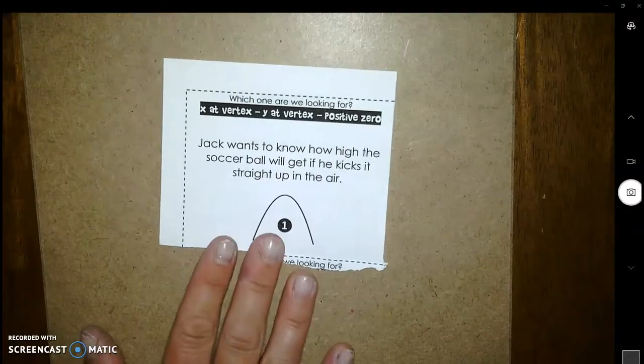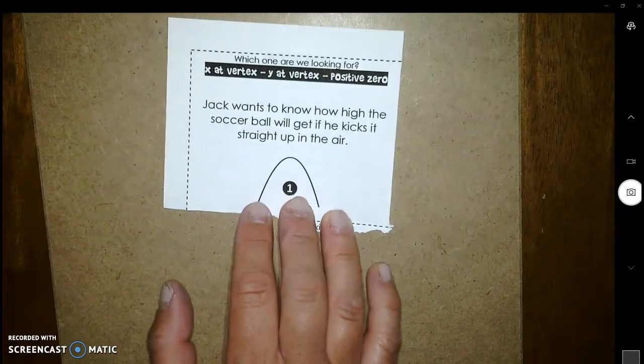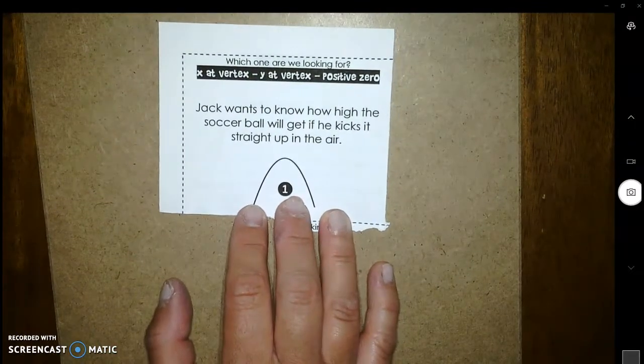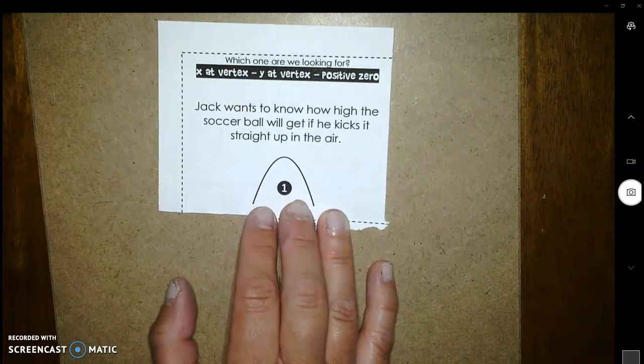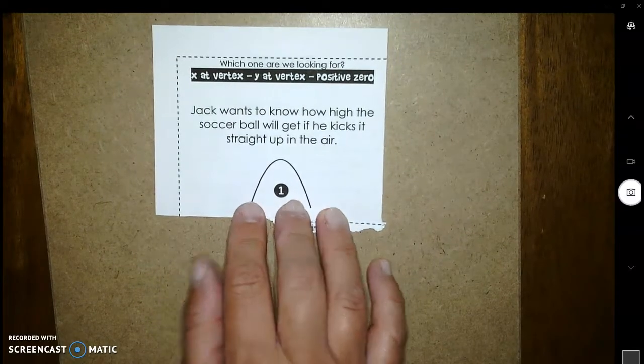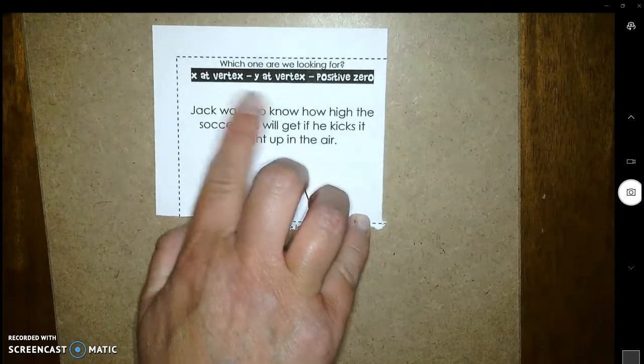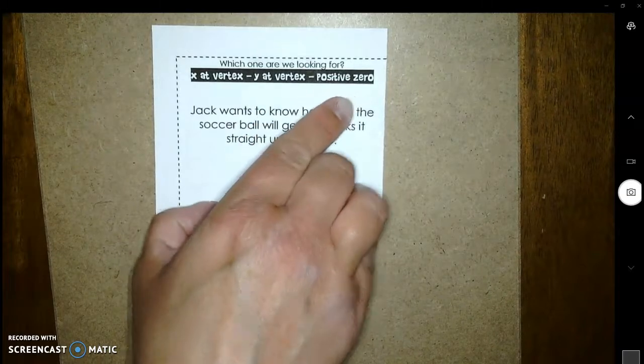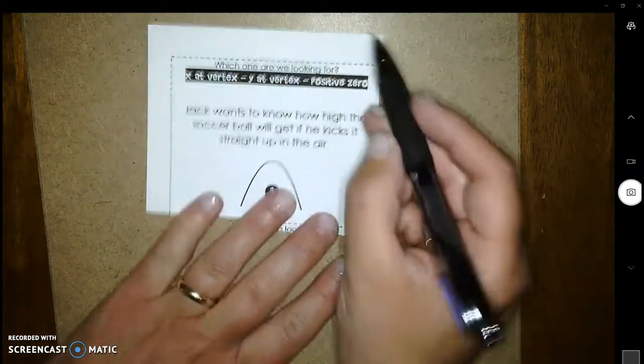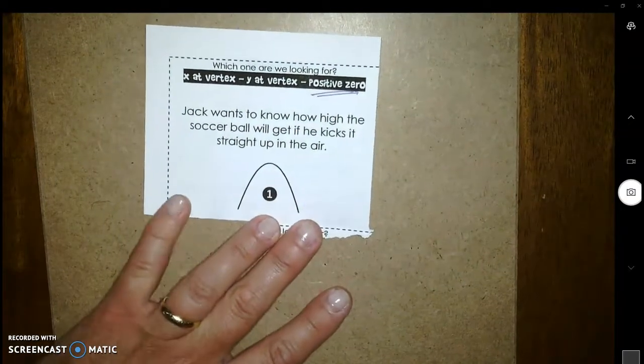All right, so let's practice a little bit. Here is a problem, okay? Jack wants to know how high the soccer ball will get if he kicks it straight up in the air. So I want to know, what are we looking for? Do we want the x at the vertex, the y at the vertex, or the positive 0? We're going to talk about this when we do a couple practice problems.